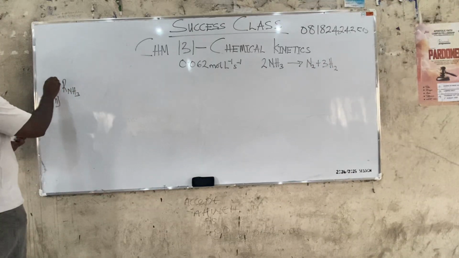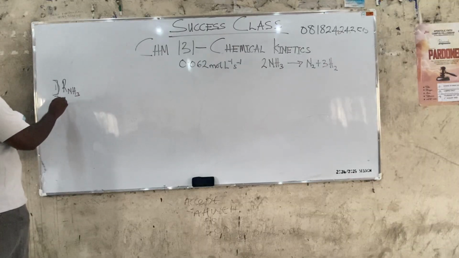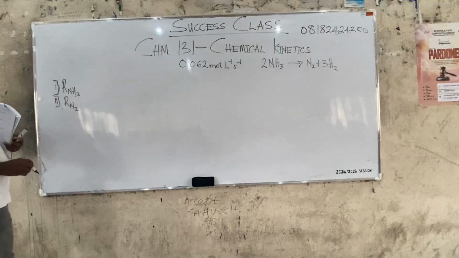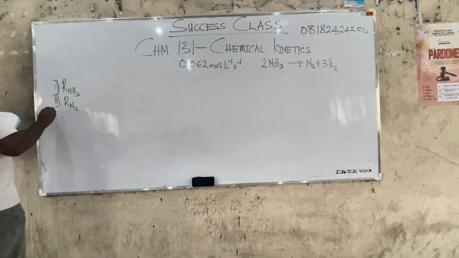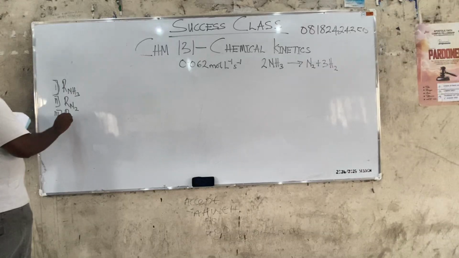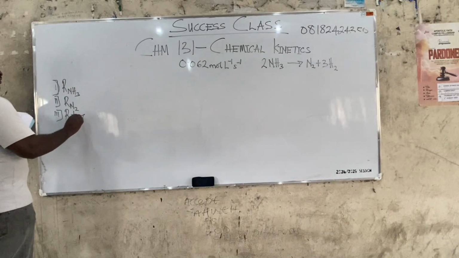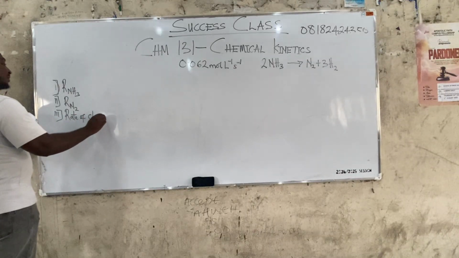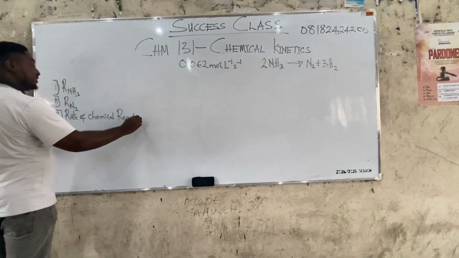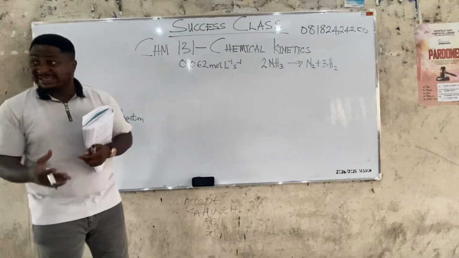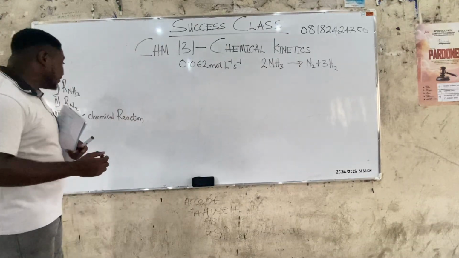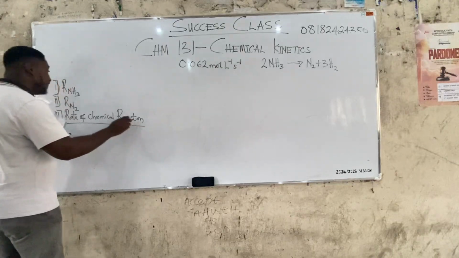2. Rate of formation of N2. 3. Rate of the chemical reaction. Class, I remember when I was telling you that you can get RA, RB, RC, and there's still what they call overall rate of the chemical reaction, R, right? So that's what they're saying, rate of the chemical reaction.